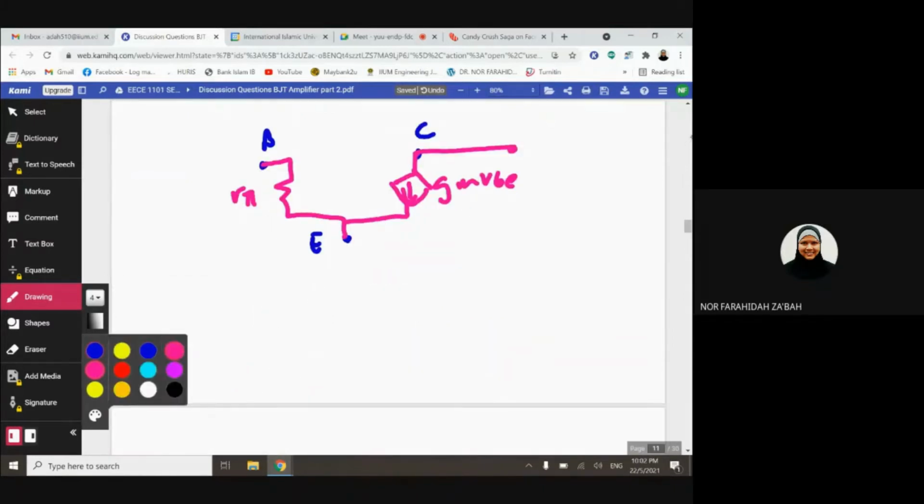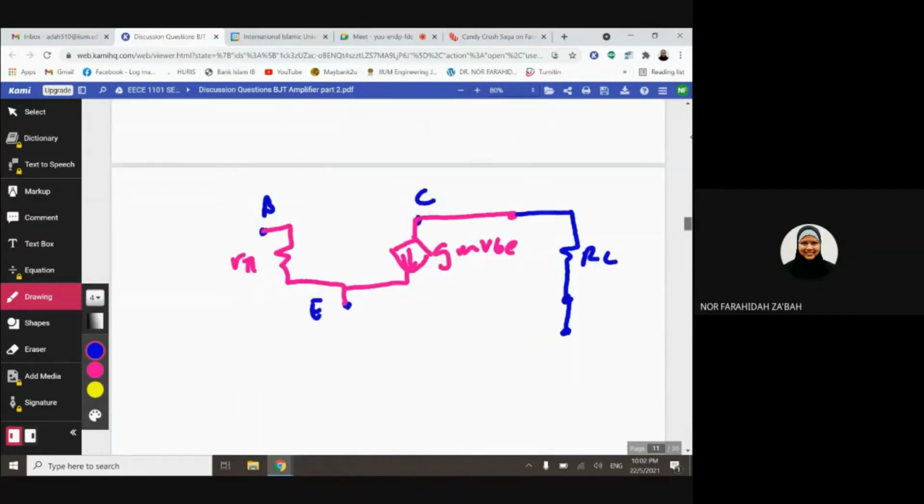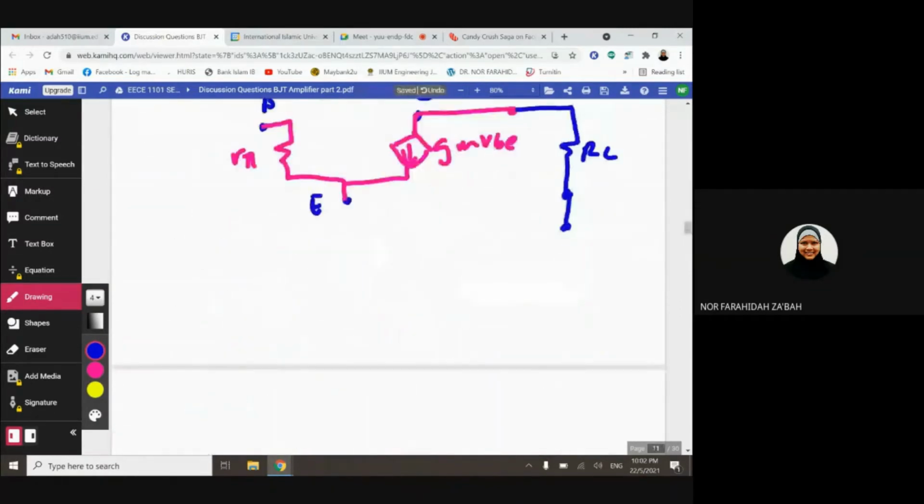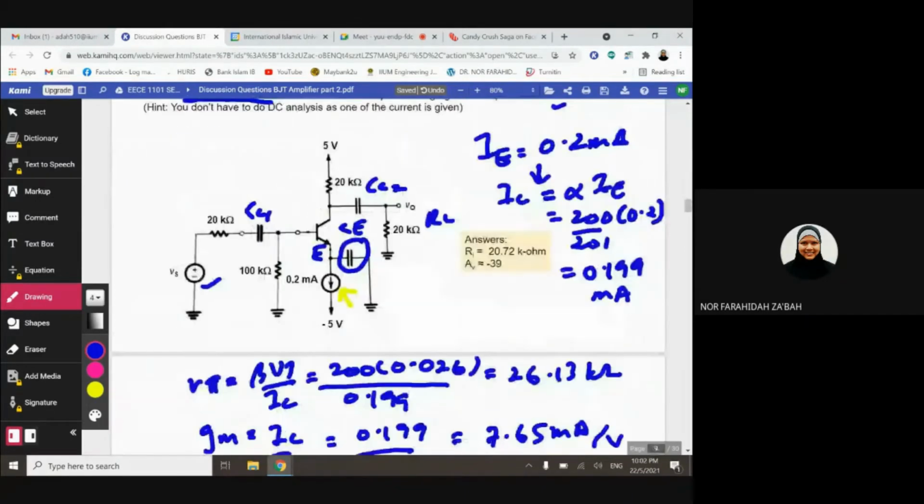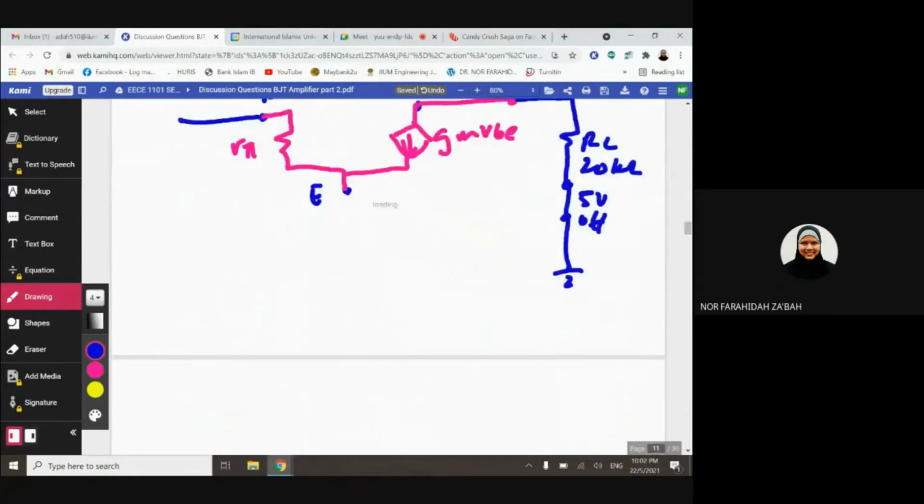So now let's connect the other parts. We have again C connected with RC, and this is the power supply, 5 volt. So this is 20 kilo ohm, and this is my 5 volt supply, then straight to ground. My B is connected to 100 kilo ohm, so that's my 100 kilo ohm, and then this is grounded. Now for the emitter, it will be connected to the current source.